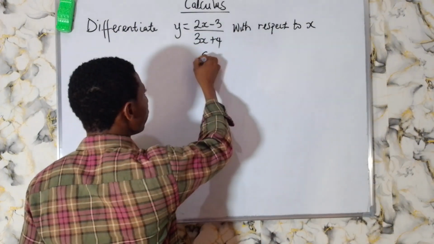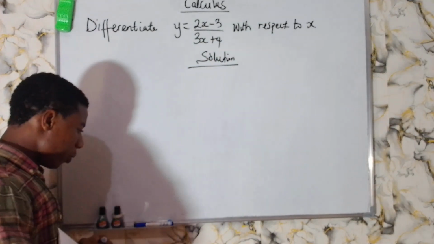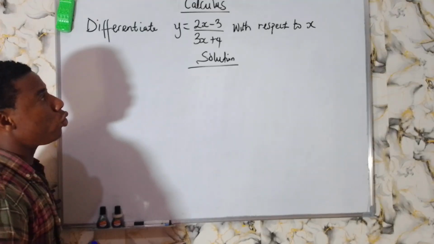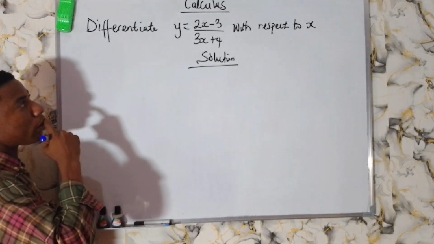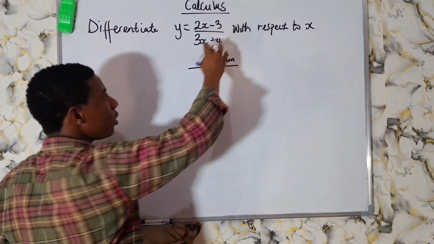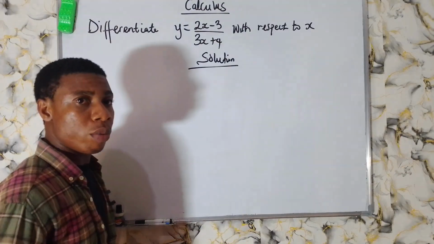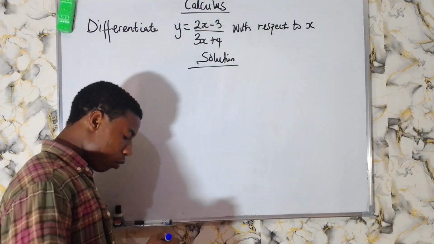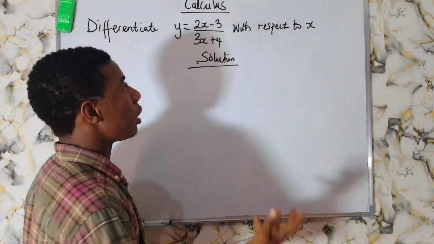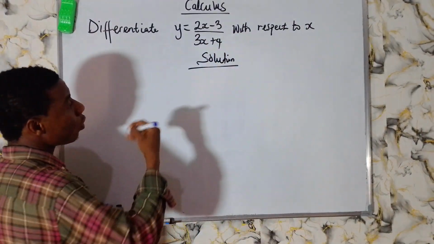So we start with the solution. The question says we should differentiate this. You see that this is in fraction form. We have the numerator and we also have the denominator. So we're going to apply one of the rules in differentiation, which is called the quotient rule.